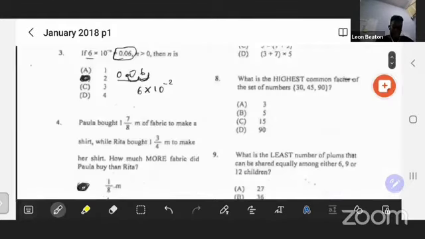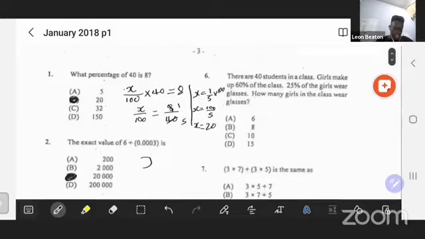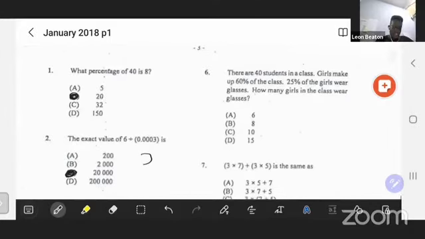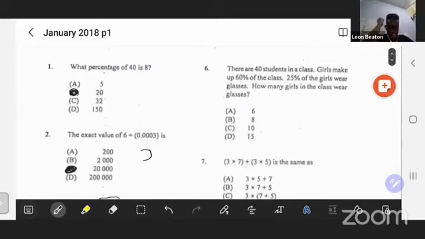All right, so let me just erase this here. So we have number 6. It says there are 40 students in a class. Girls make up 60% of the class. 25% of the girls wear glasses. How many girls in the class wear glasses?